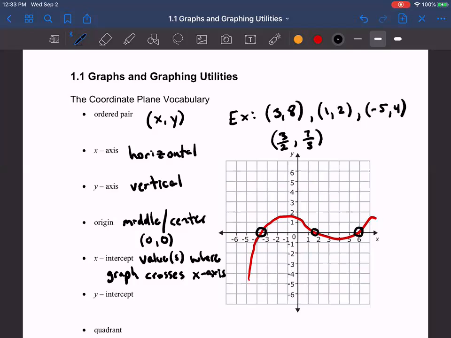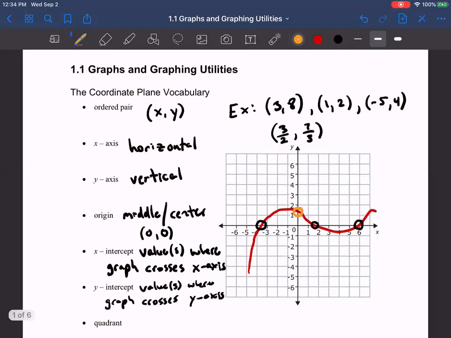The next one is the y-intercept, and this is the value or values where the graph crosses the y-axis. In the graph that I drew here, we really only have that happening once, and it's right there where it crosses, at maybe 1.3 or 1.4 or something like that. It's just going to be that value of where it crosses.